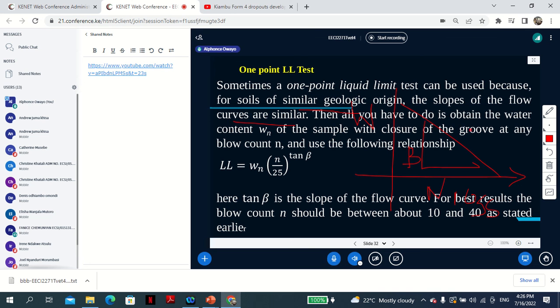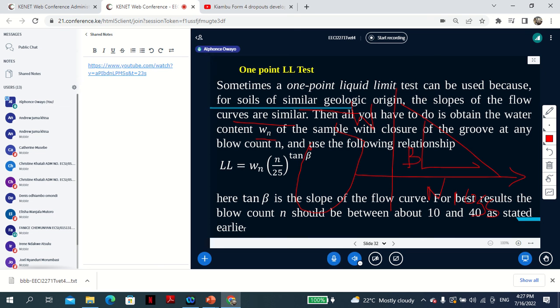Then all you have to do is obtain the natural water content, because when you obtain the sample it has some water content, what is called the natural water content of the sample, with closure of the groove at any blow count, and use the following relationship. When you have access to the Casagrande tool, you already know the gradient of the flow curve. All you need to do is fill in the tool.